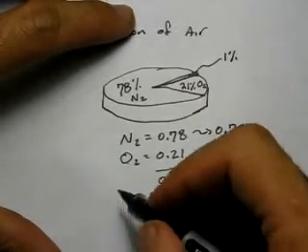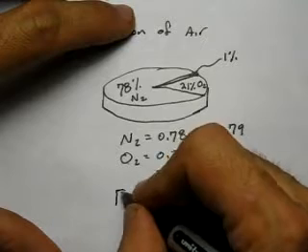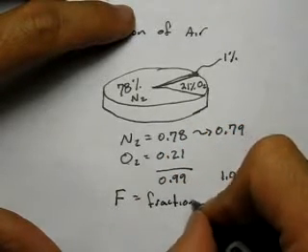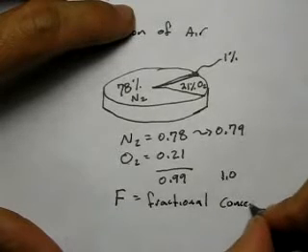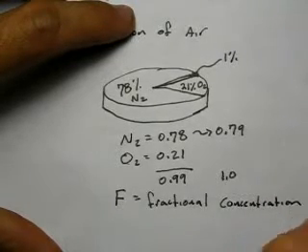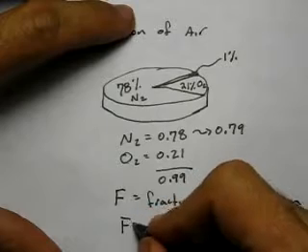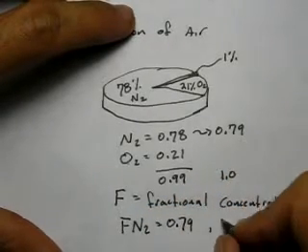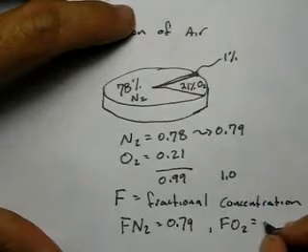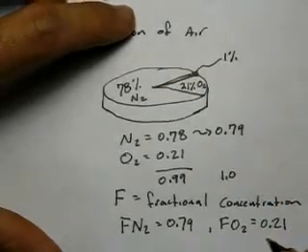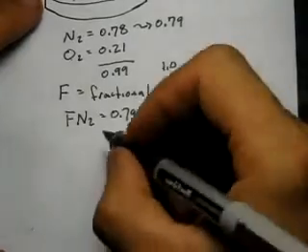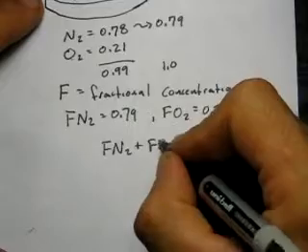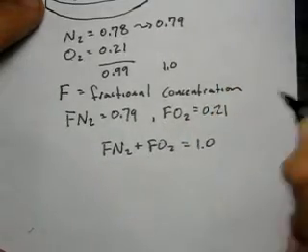So in a lot of our calculations, we'll use the prefix F to mean the fractional concentration of, and so we would say FN2 equals 0.79 and FO2 equals 0.21. If this is the case, then we can say that FN2 plus FO2 equals 1.0.